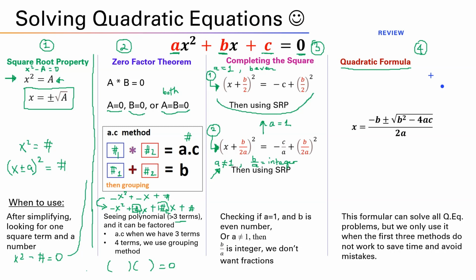Check for the square root property first, then the zero factor theorem, then completing the square, and the last method to use is the quadratic formula. And this is the result of solving this one, right?